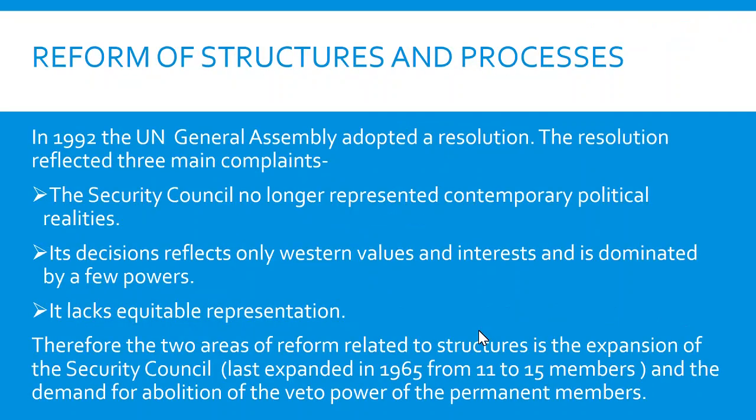So when did the talk of these reforms start? The talks started in 1992 when the UN General Assembly adopted a resolution. There were three main components of the resolution. The first is that the Security Council no longer represents the contemporary political realities. At the time when the United Nations was formed, the Security Council gave permanent status to 5 countries. If you remember, the Security Council comprises 15 members, out of which 5 are permanent, which are called the P5, and 10 non-permanent.